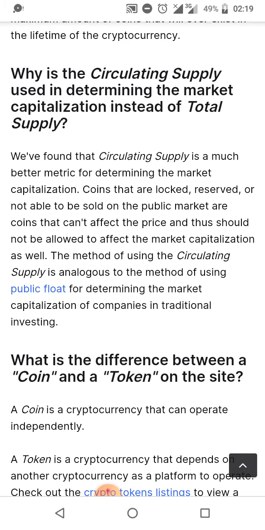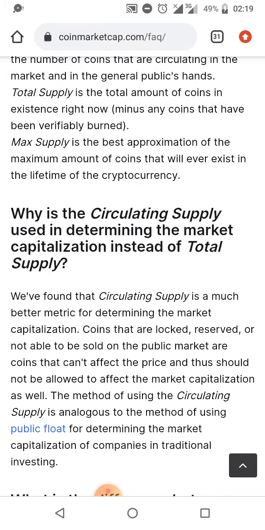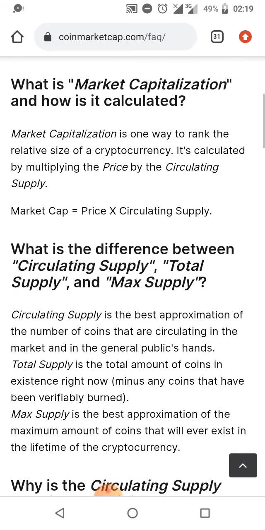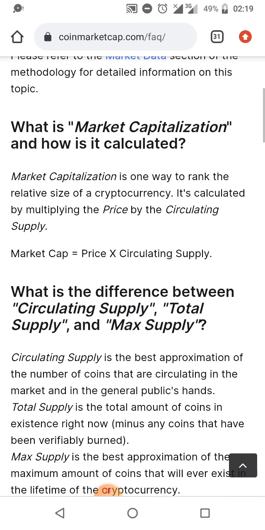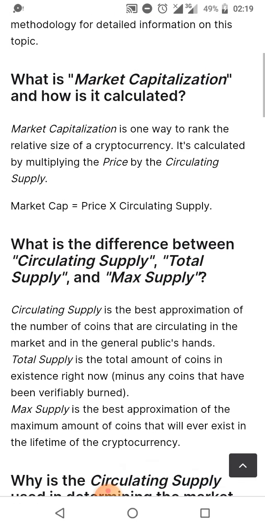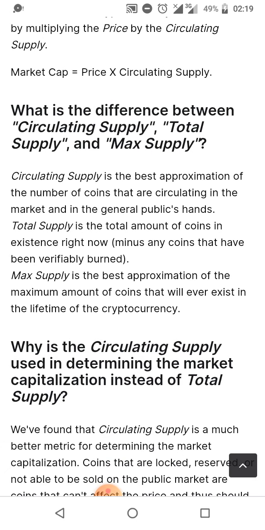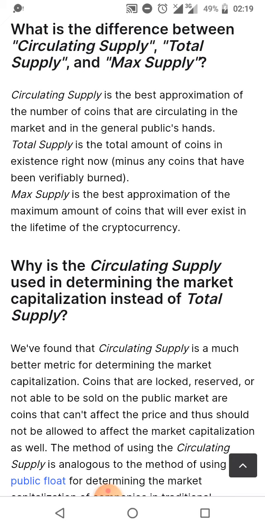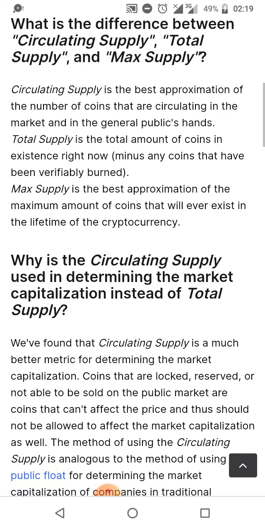So guys, that's the reason. Some funds are usually locked away for a long period of time. So that's why the formula is price times circulating supply instead of the total supply. Total supply usually includes funds that have been locked and total funds in hand.